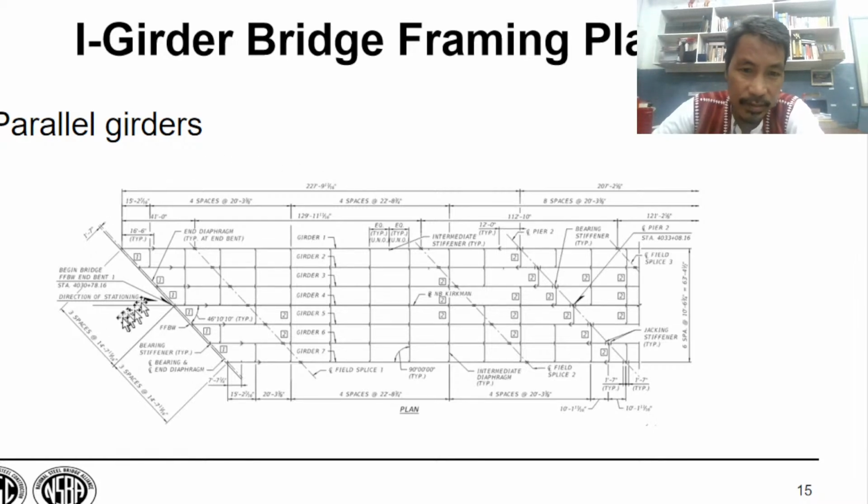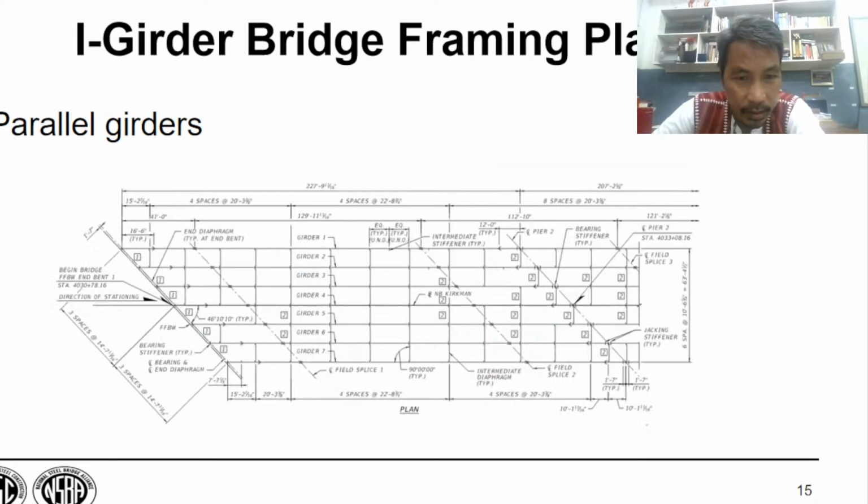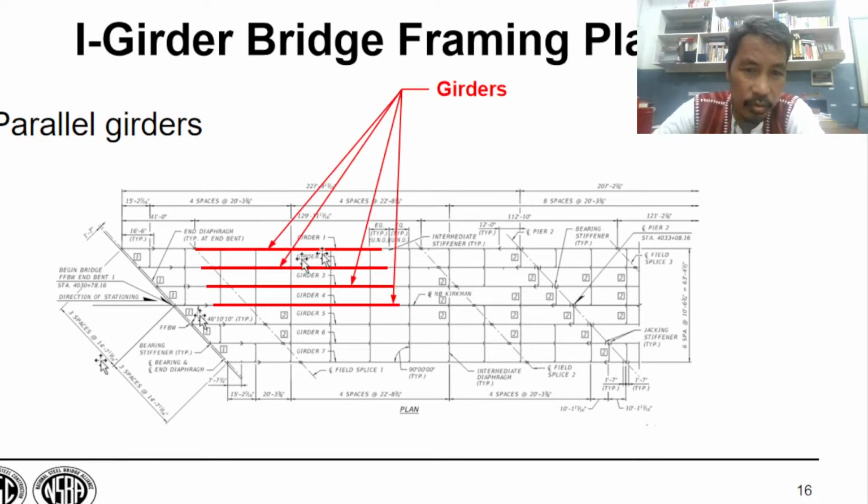Parallel girders. What do we need to know? For example, we have 7 girders as I counted. 1, 2, 3, 4, 5, 6, 7 girders. What do you need to know? Girders must be really parallel because we have to measure angle. Parallel meaning they have the same angle with respect to our earth orientation. Okay?